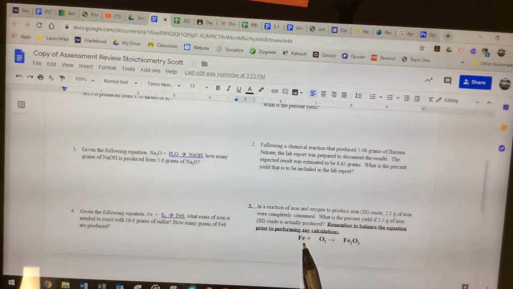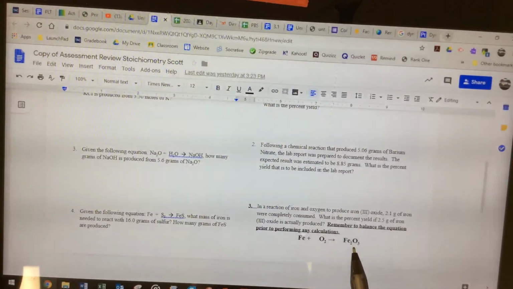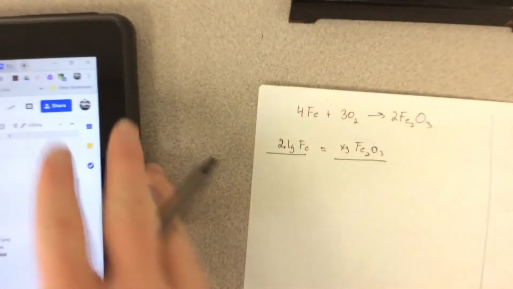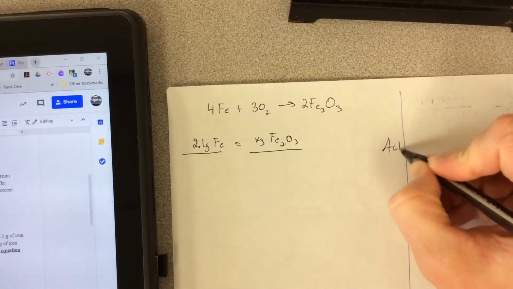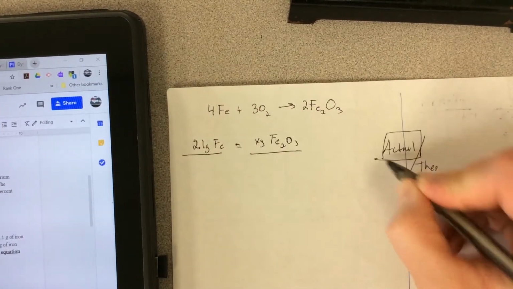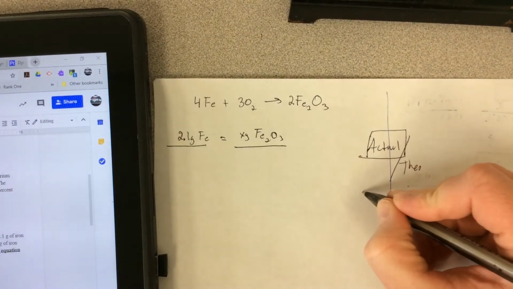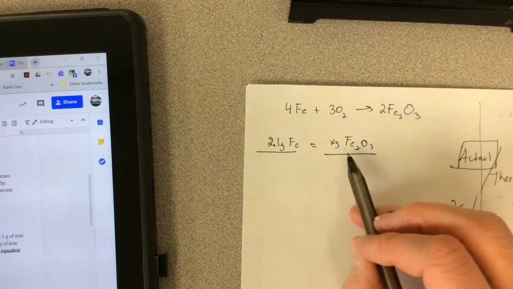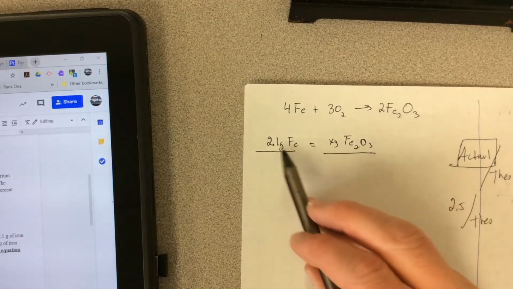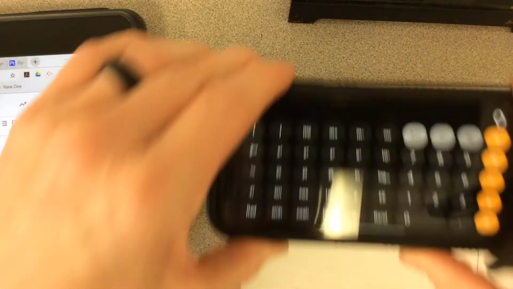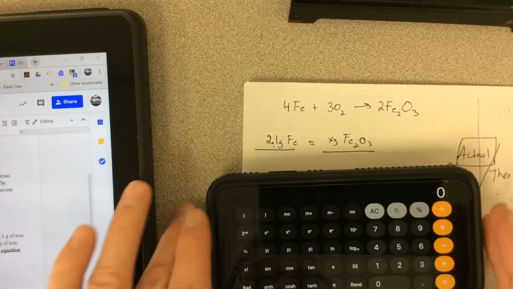What it wants to know, in theory, is how much of this should be made and what the percent yield would be if what actually happened was 2.5. So if we're looking at our overall equation, actual divided by theoretical, they already gave us the actual number, which is 2.5. We have to find the theoretical. So we have to figure out how much should be made here if this is how much iron was used. Okay? Now it's a little tricky wording, but that's basically what it's asking.